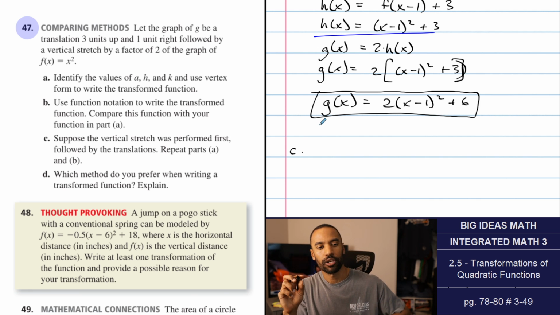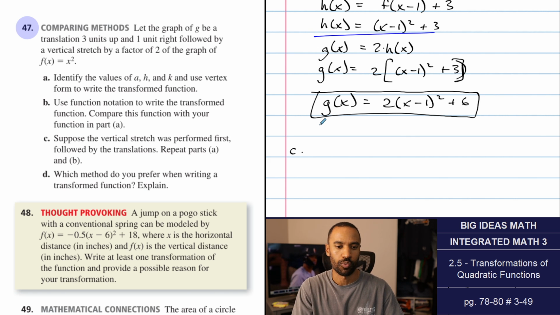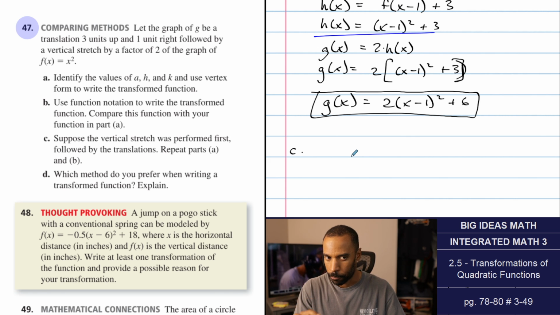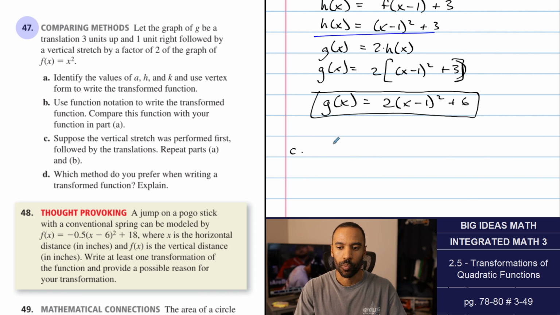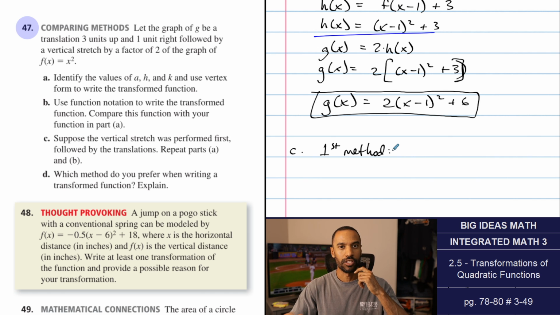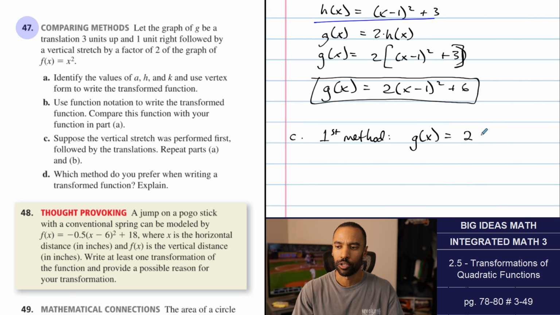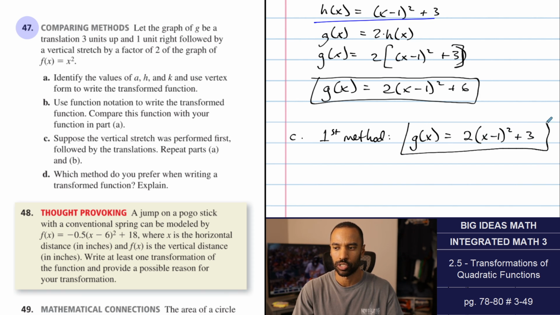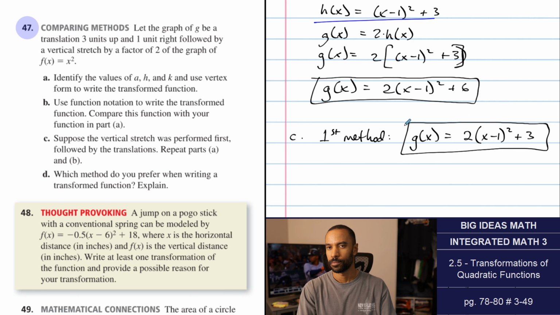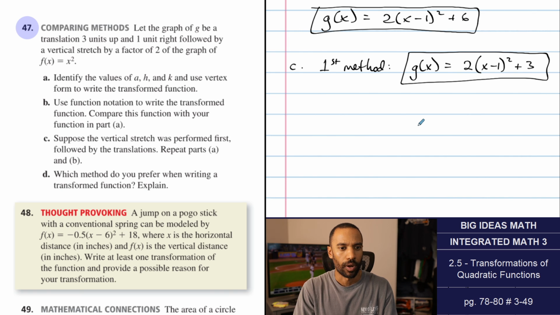Part C. Suppose the vertical stretch was performed first, followed by the translations. Repeat parts A and B. Now A is still 2. For the first method, this is where I really prefer that first method. With the vertical stretch first, A goes as it does. G of x equals the vertical stretch of this function, we translate 1 unit right, we translate 3 units up. Boom, that's the answer, straight up. 1 unit right, 3 units up.